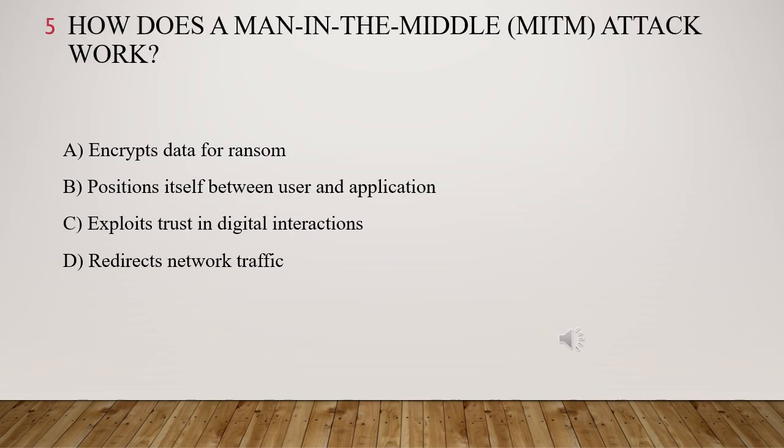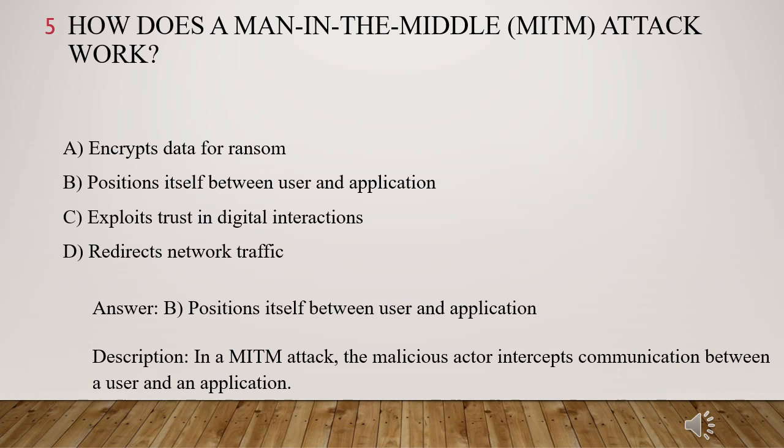Question number 5. How does a man-in-the-middle MITM attack work? A. Encrypts data for ransom. B. Positions itself between user and application. C. Exploits trust in digital interactions. D. Redirects network traffic. The correct answer is B. Positions itself between user and application.